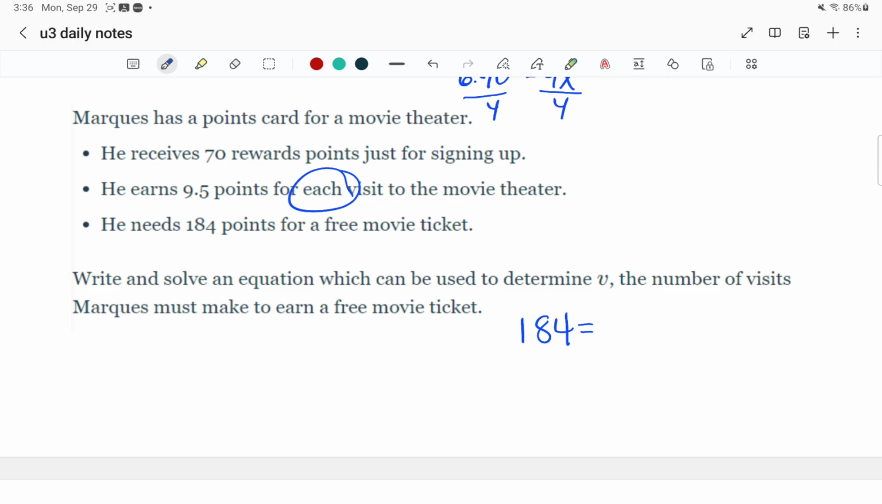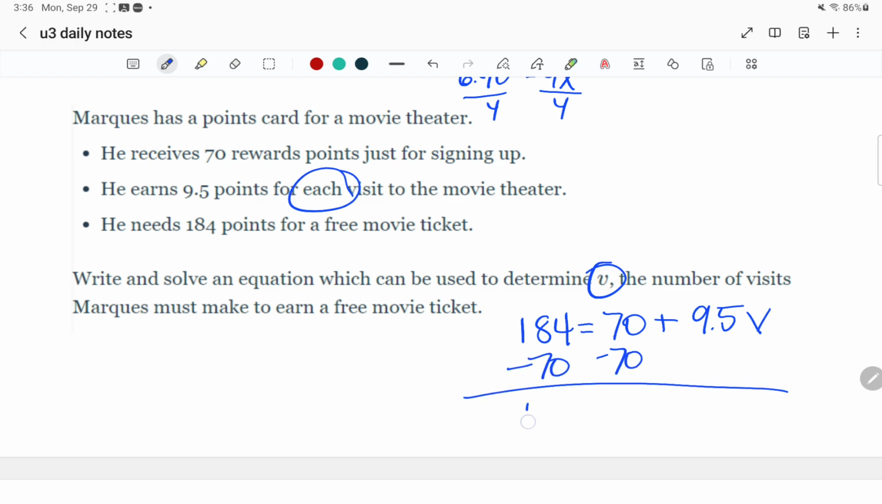Just for signing up, you can only sign up once, so we can only add in these points once. 70 plus 9.5 for each visit. So if I go to 1 movie, that's 9.5 points. If I go to 2 movies, then that's 19 points, 9.5 times 2, and so on. So notice this is V for visits, so be careful which variable I want you to use. If you use X, it'll mark you wrong.